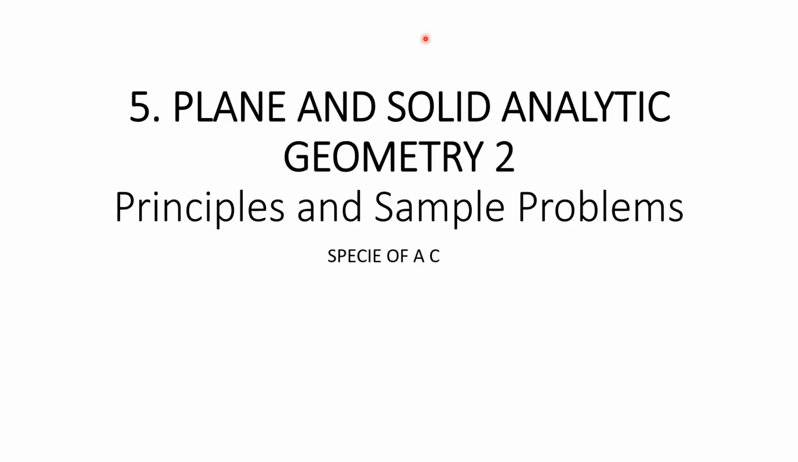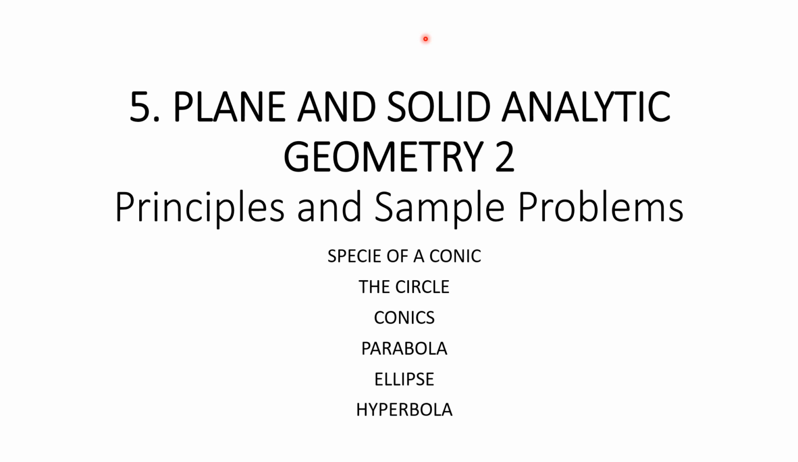There is a lecture video in analytic geometry, and here I'm going to discuss species of a conic. I'm also going to discuss the circle. Although a circle is not a conic, it is the limiting figure of an ellipse as the eccentricity approaches zero. Then I'll discuss conics, which will begin with parabola, ellipse, then hyperbola.